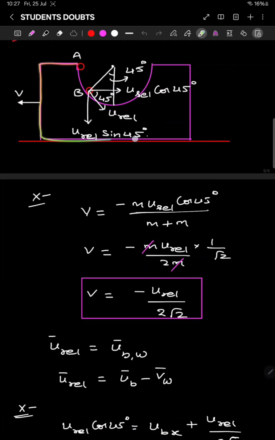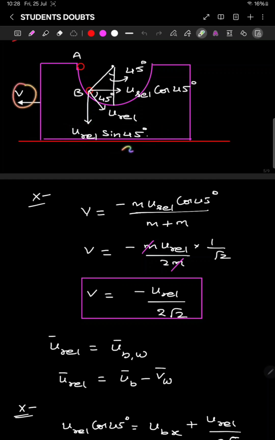With respect to the wedge frame, this ball is sliding like this with a velocity u relative. Here u relative means velocity of the ball with respect to the wedge. Here this angle we know, then this angle will be 45. Along the x-axis, we can resolve u relative cos 45, and along the y-axis, u relative sin 45.